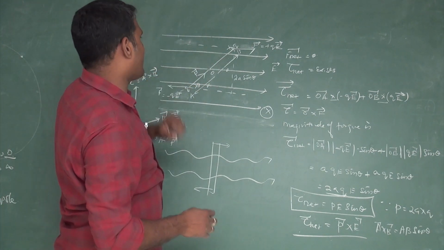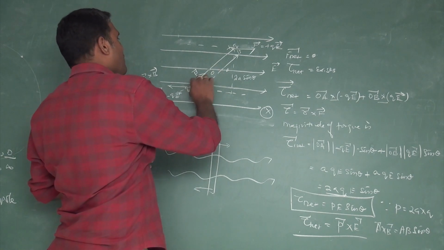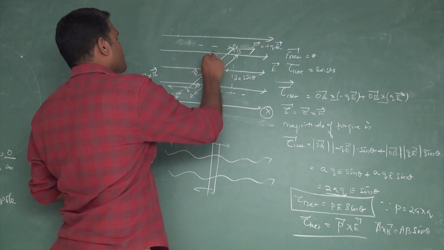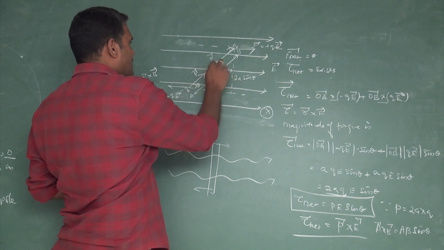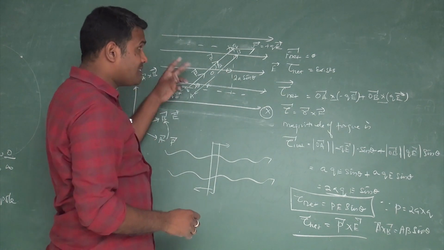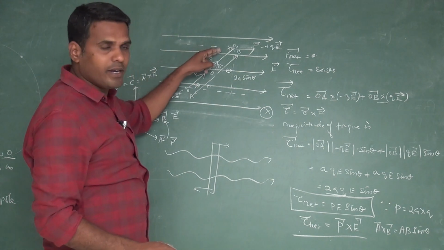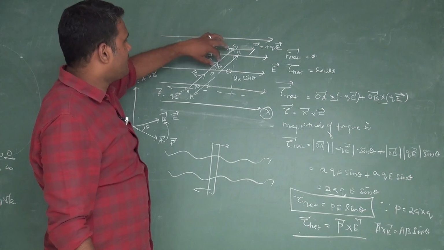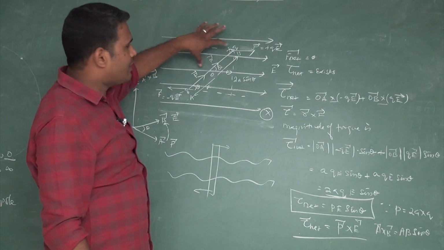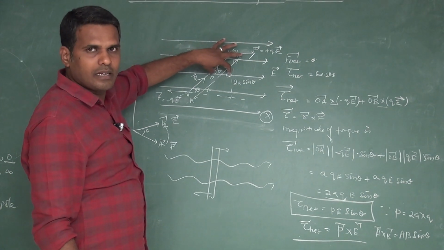So in this diagram, if you look at the case, the dipole moment acts from minus q to plus q. This is the P vector. The electric field vector acts along this direction. Theta is the angle between these two. So what is theta here? Theta is the angle made by the dipole moment with respect to the uniform electric field.